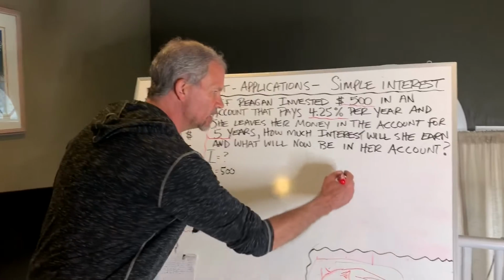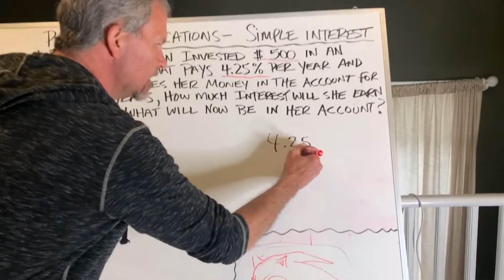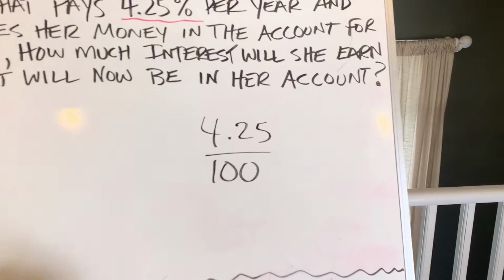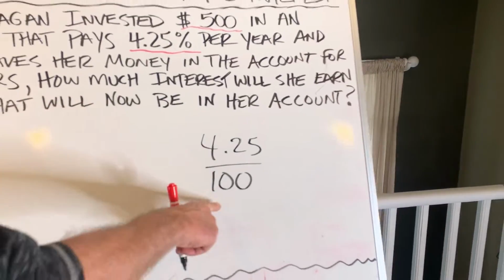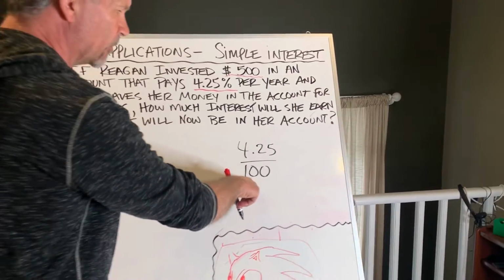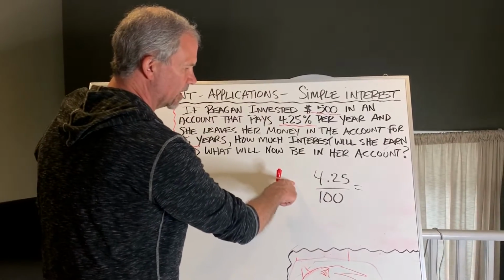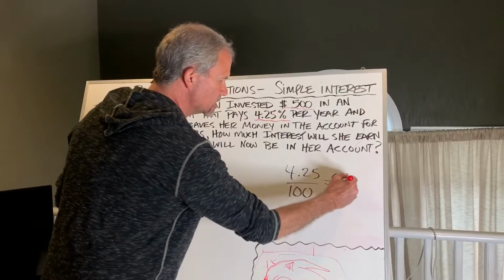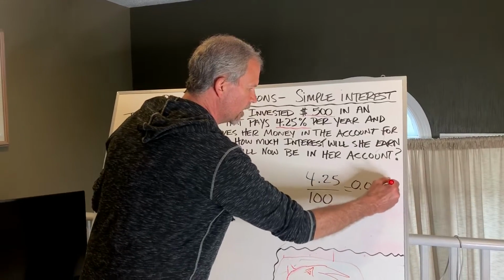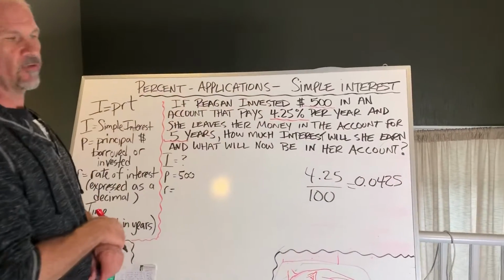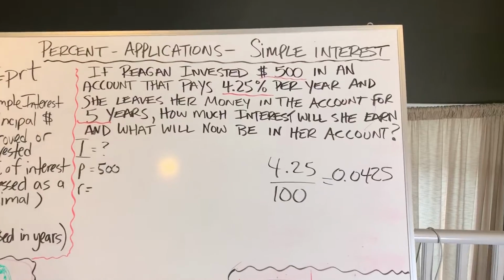So just as a little aside, how do I change this into a decimal? That's what it means, right? I have to divide by 100. 4.25 divided by 100. So that decimal will be moving once, twice to the left. So it would be 0.0425. That's what 4.25% looks like as a decimal.